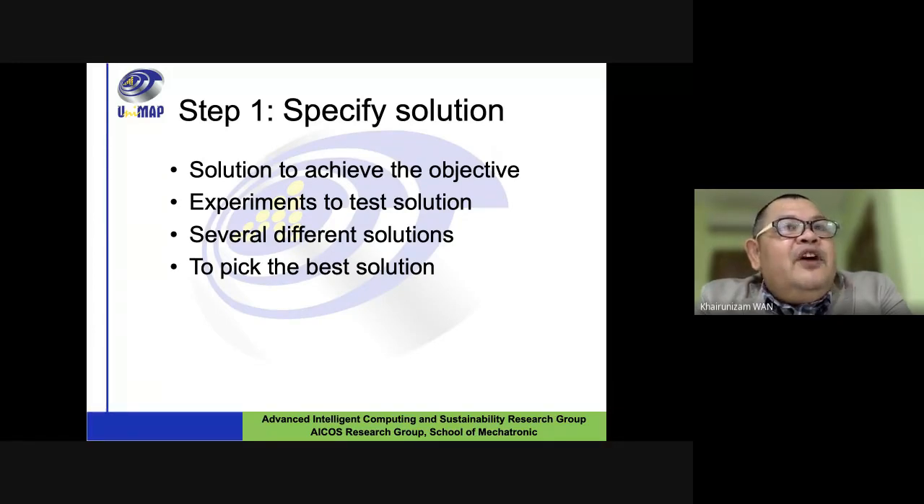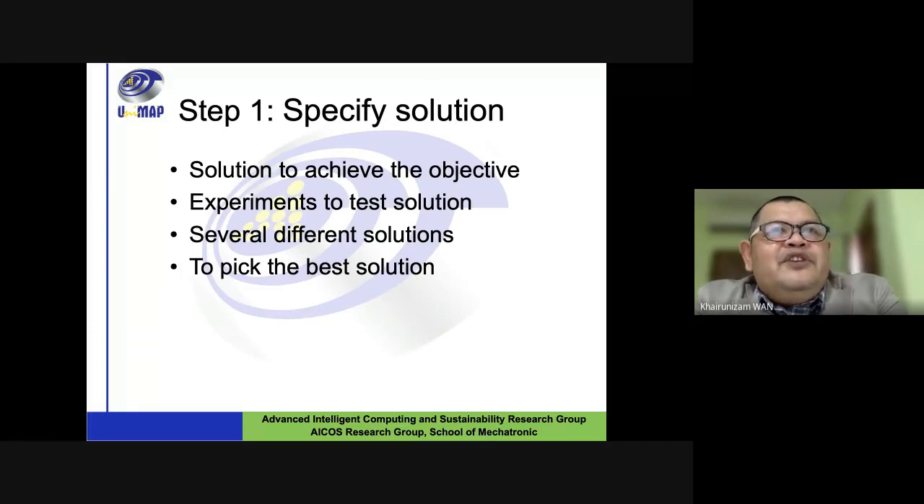Until now we already have, for example, three things: research objective, and specify solution in the hypothesis space, where we try to find a solution to achieve the objective. And we also have to identify the experiment to test the solutions. We now have a set of solutions that contain mathematical information, so how to test that solution? We need an experiment to test the solution.